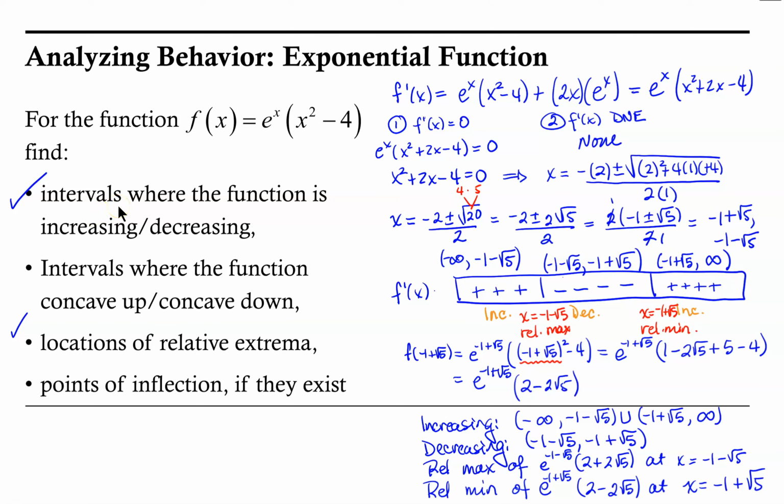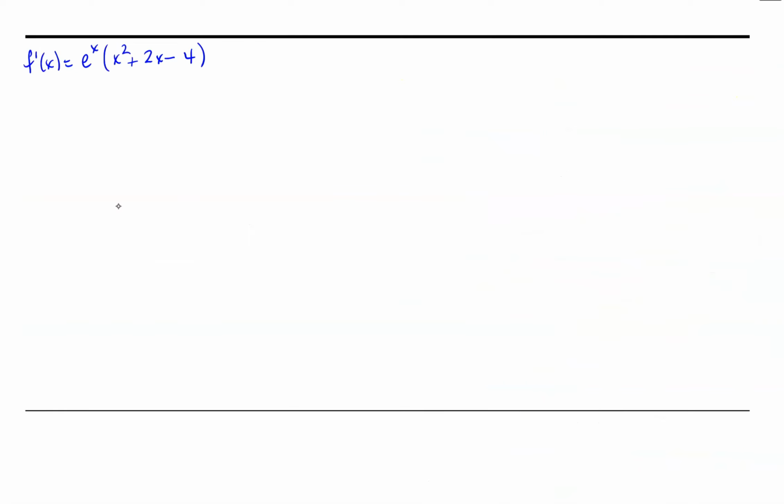Now we're ready to move on to looking at the concavity of the function and points of inflection. For that we will need the second derivative, and so we will use this form of the first derivative that we found in our previous work to help us continue our analysis. So our first derivative was e to the x times the quantity x squared plus 2x minus 4.